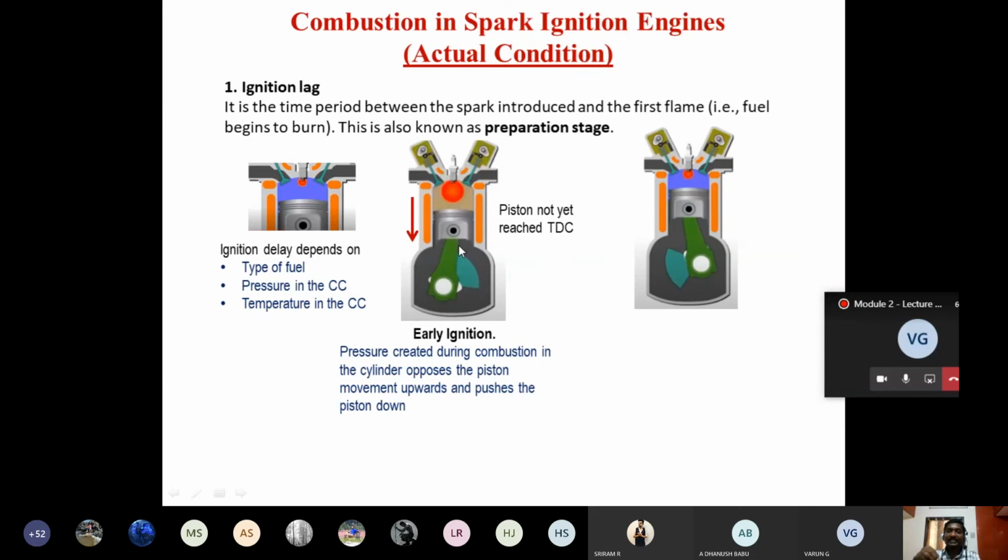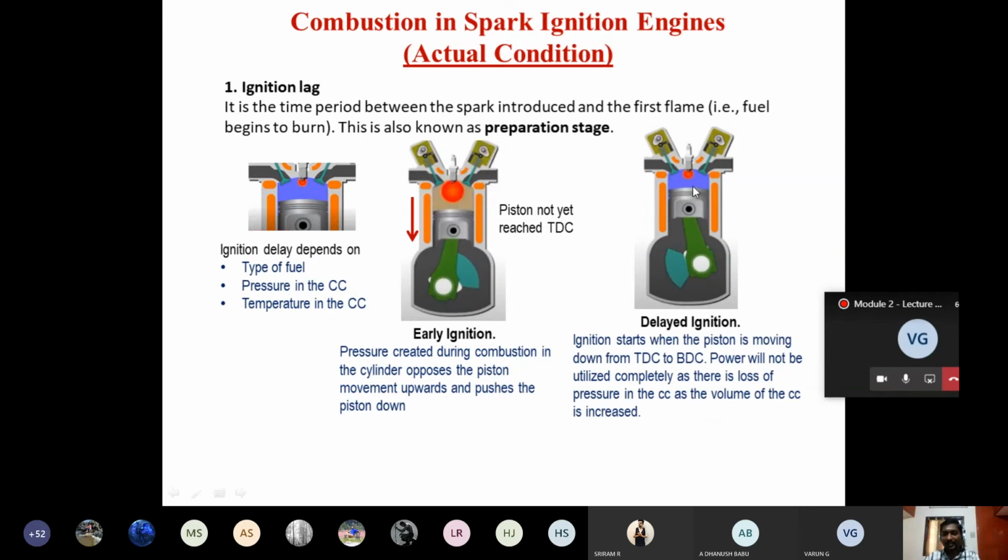Now, if the ignition is late, that means after the piston crosses TDC, the spark is introduced. The piston is moving away from TDC and the volume available becomes more. So expansion takes place, but that is not going to be useful. You will lose a lot of brake power. There will be a loss of pressure and thereby the power is lost. So depending upon the ignition lag only, we will fix the time of spark introduction.